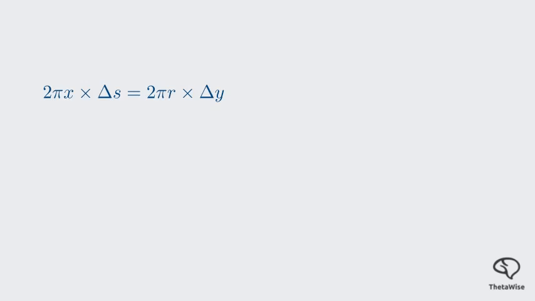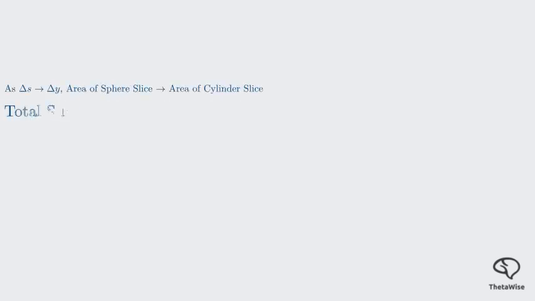So we've shown that the surface area contribution from any slice of the sphere, 2πr delta y, is the same as the contribution from the corresponding slice of the cylinder. If you add up all these infinitesimally thin slices, you find that the total surface area of the sphere is equal to the total curved surface area of the cylinder that contains it. Hence, the surface area of a sphere is 4πr squared.